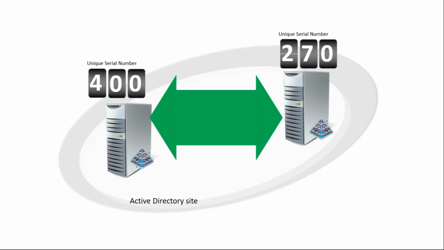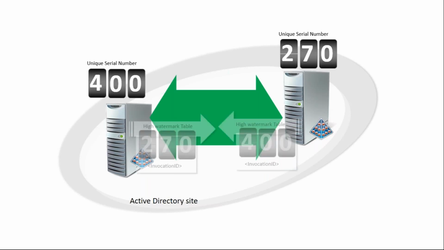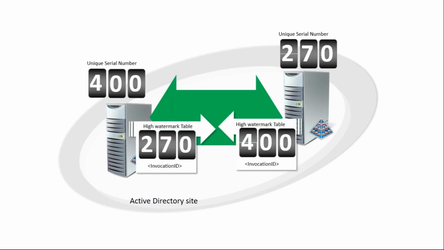And when 2 domain controllers are replication partners, there's going to be information on all the replication partners on each of the domain controllers. This value is stored in a high watermark table. So every domain controller knows about all the other replication partners in the high watermark table. It will know where the domain controllers are at in terms of the unique serial number.